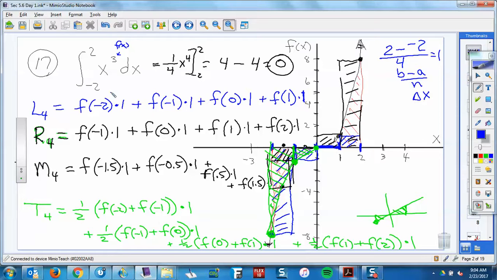So this was -8. And then -1 cubed is -1. And then 0 cubed is 0. And then 1 cubed is 1. So -8 plus -1 plus 0 plus 1 is what? -8. That's clearly not 0, right? It's a horrible approximation. Well, 4 left rectangles usually is not a very good approximation, right?